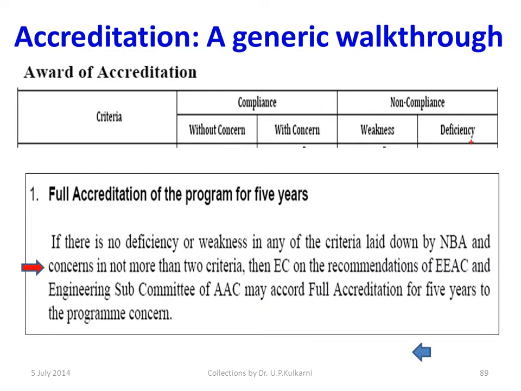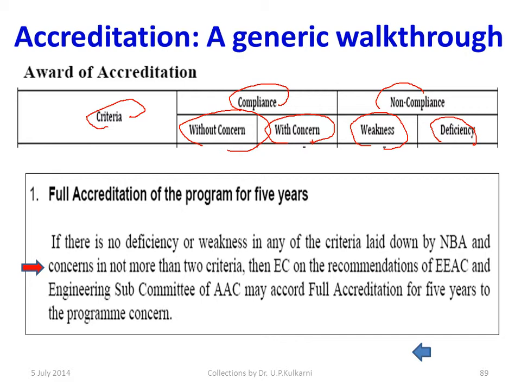Now, let's look at how exactly the evaluation is being done. There are many criteria defined by NBA. Every criterion is seen in terms of whether it is compliant or non-compliant. In non-compliance, we find two levels: one is weakness, the other is deficiency. In case of compliance, there is compliance without concern and with concern. So there are these four levels: without concern and with concern as far as compliance is concerned, weakness and deficiency as far as non-compliance is concerned.